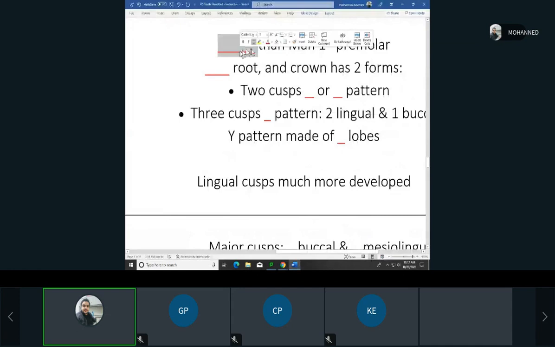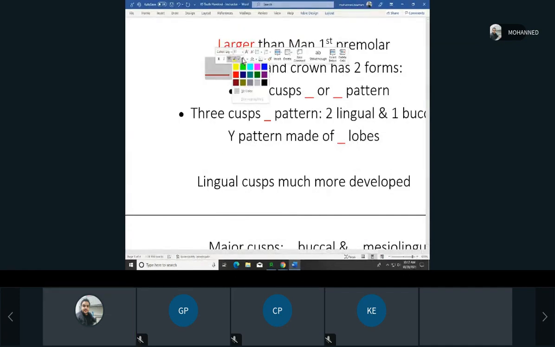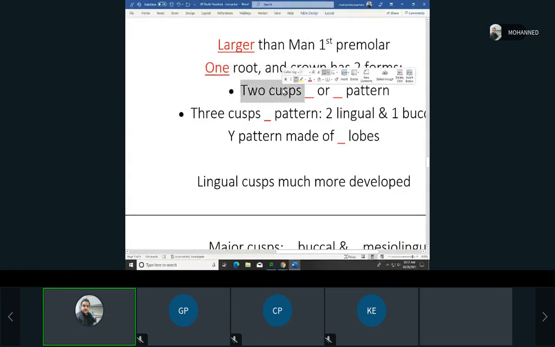So it is larger than the mandibular first. It has definitely one root, but the crown has two forms. It either has two cusps, which we call an H shape or a U shape, the way that they are formed, like how the central groove would form, or three cusps, which we call a Y pattern. And I will show you in a minute.